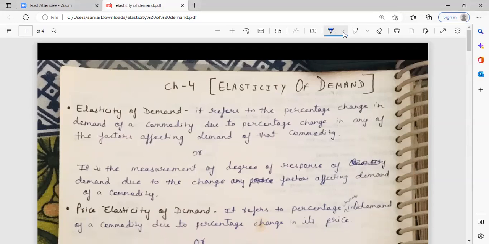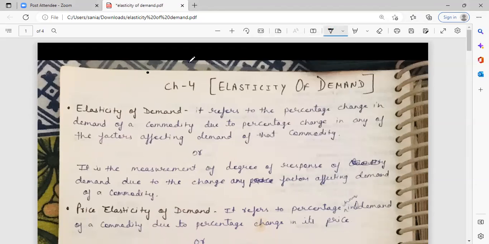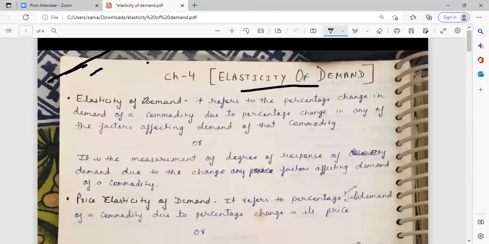So ma'am, what is this price elasticity of demand and what you are saying? Okay. So see, elastic is something, for example, this is a rubber band. This is elastic, right? You can stretch it, you can resume it like this. So similarly for demand, elasticity of demand, what does this mean? So elasticity of demand refers to the percentage change in demand.